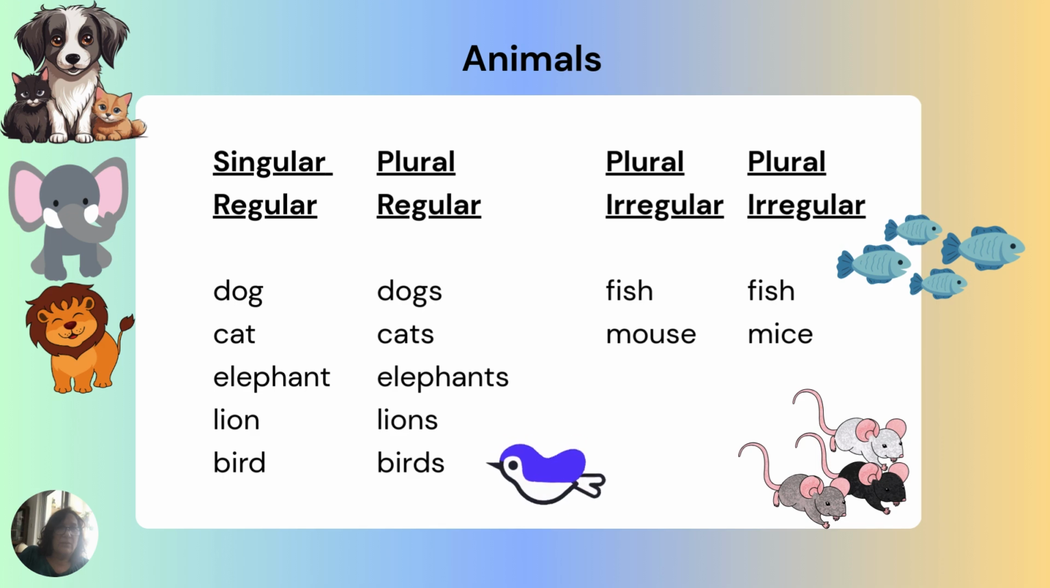Animals: dog, dogs. Cat, cats. Elephant, elephants. Lion, lions. Bird, birds. And irregular: fish, fish. Mouse, mice.